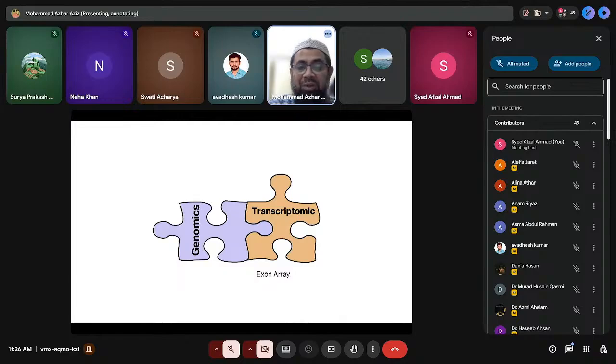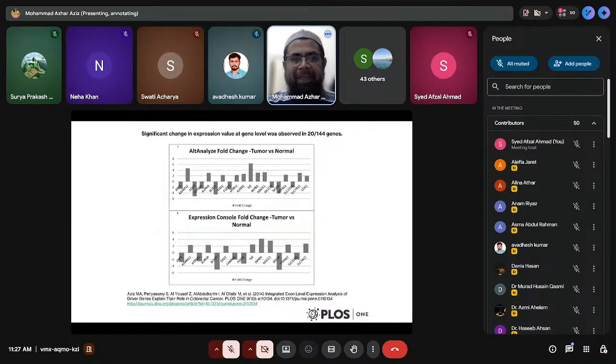Then we tried to add another level of omics, transcriptomics. So we took the same samples from which the RNA was extracted in the same protocol, and we ran the exon array. Exon array is meant to measure the RNA levels. When we say exon, because exon is part of RNA and we are seeing it at a higher resolution level, but the information that we're getting is about the RNA level expression of those genes. Now, this was the result using two different algorithms, Alt Analyze and Expression Console. So this was the pattern of the gene expression.